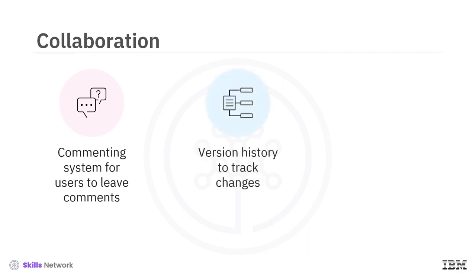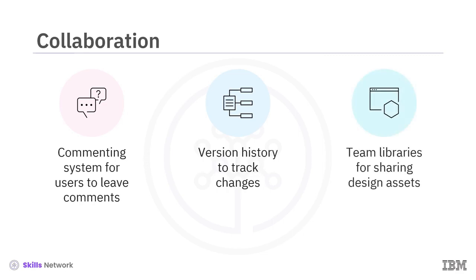With version history, you can access previous design versions and see changes made by other collaborators. The Team Libraries feature allows teams to create and share libraries of design assets. Giving and receiving feedback and collaborating on design changes in Figma is easy.